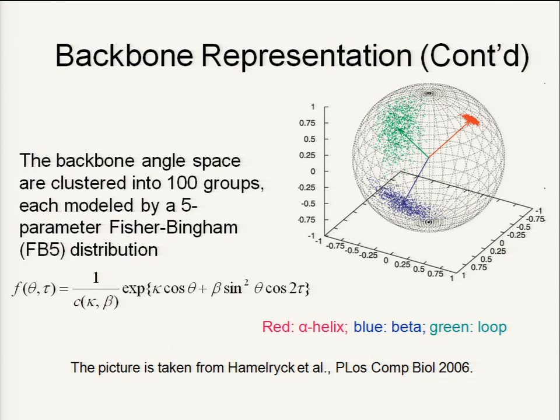Actually, the angle pair groups in red happen mostly in alpha helices. Similarly, blue is for beta strand regions and green for loop regions.